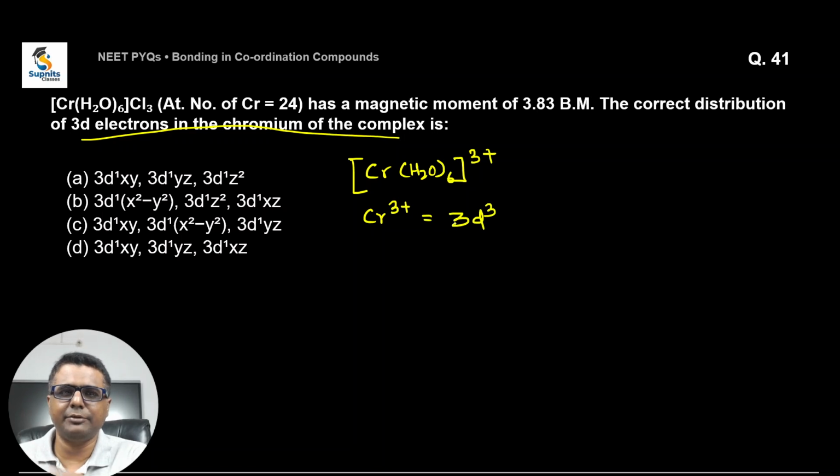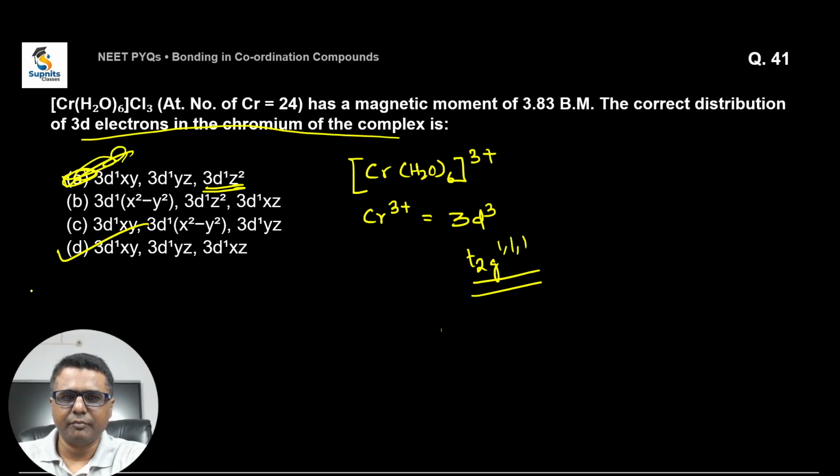I have done it many times today only, so I remember now. Cr3 plus is 3d3. So as you all know, Cr3 plus is 3d3, so it will be simple t2g 1 1 1. So t2g 1 1 1 means this will be the answer. Okay, this will be the answer. Oh no, sorry. This is dz square. This will be the answer. Okay.